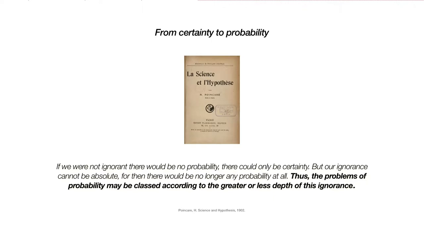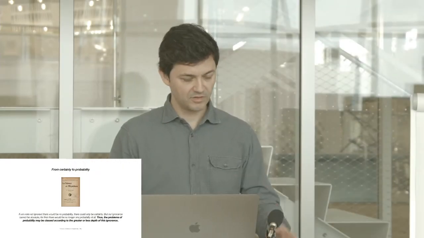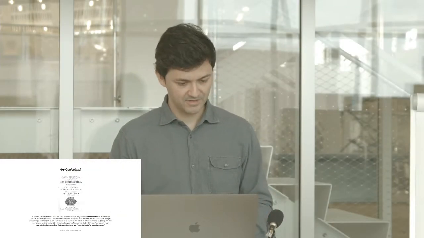For then, there would be no longer any probability at all. Thus, the problems of probability may be classed according to the greater or less depth of this ignorance. So as you can see, there are no absolutes here in knowing, only a spectrum of possibilities of our ignorance. It's not left and right, true or false.